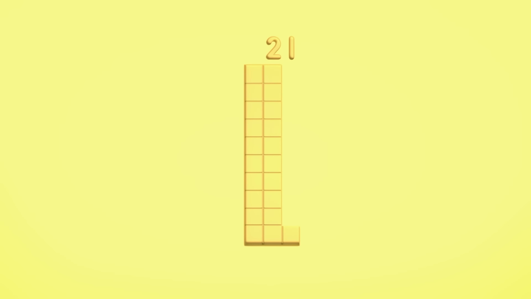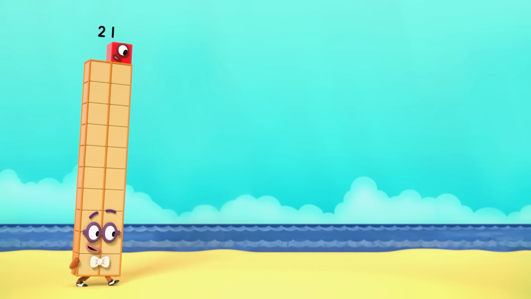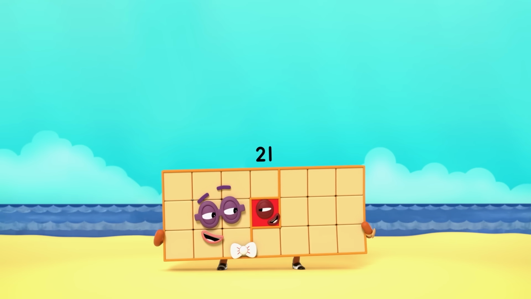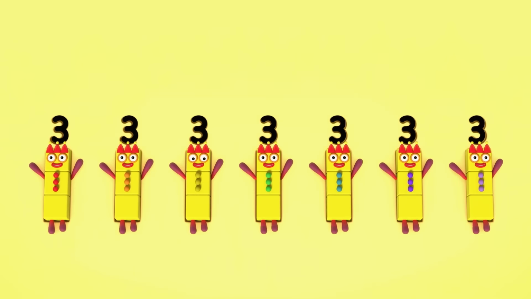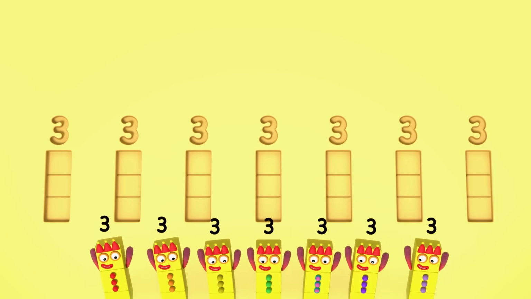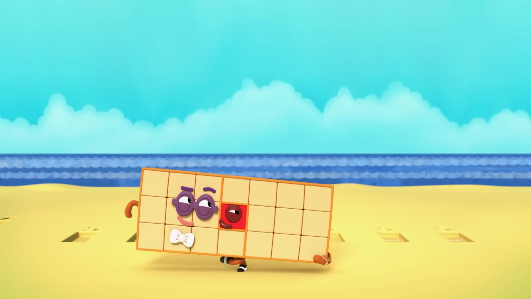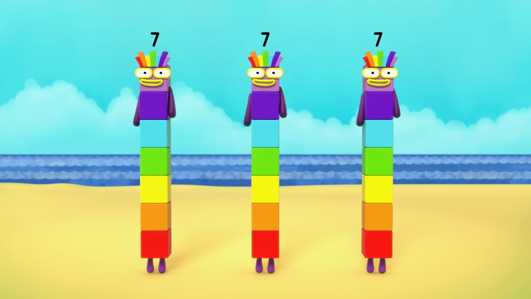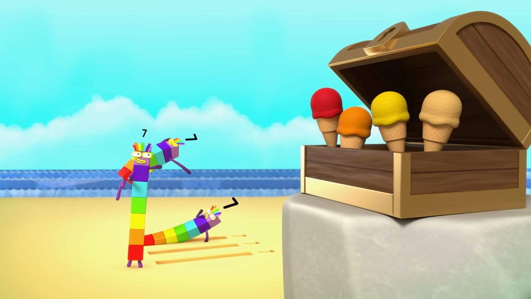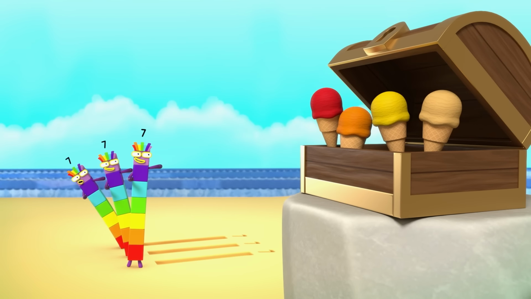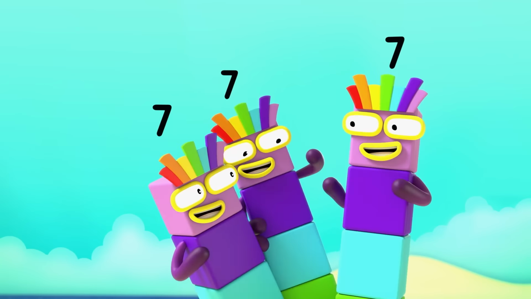Oh. 2 blocks wide leaves an odd block on top. I'm an odd number. And if I do this, I can be 7 threes. Which means I'm also 3 sevens. Look, a treasure chest full of ice creams on that rock. How lucky is that? Triple lucky.